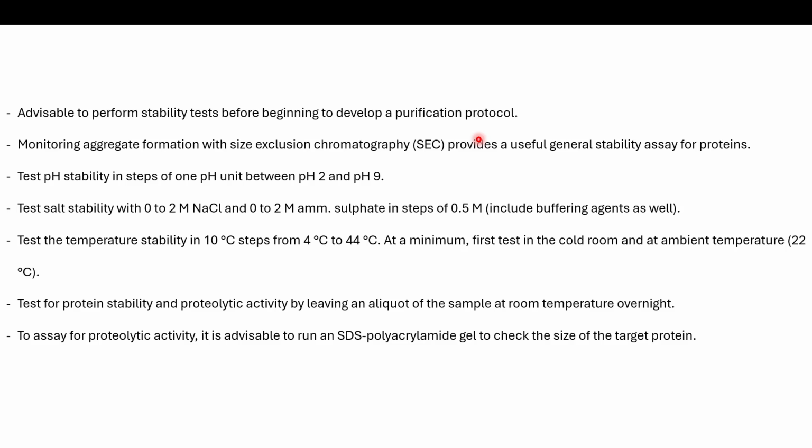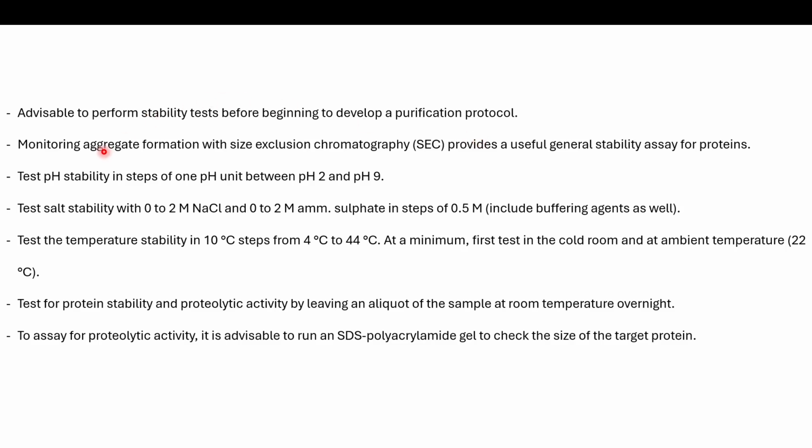But also it has to be kept in mind, if the protein is not stable, then suppose it is a two-step or three-step purification, you have to finish it as early as possible. But if your protein is quite soluble as well as stable on ice, then you can relax a bit and perform your purification steps.